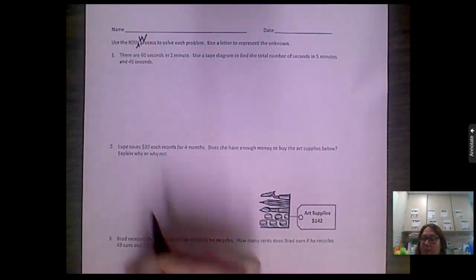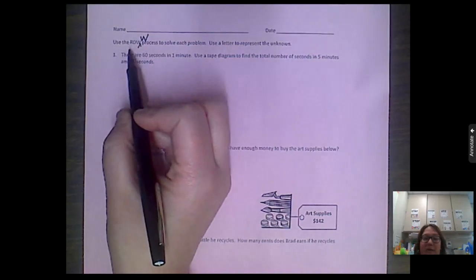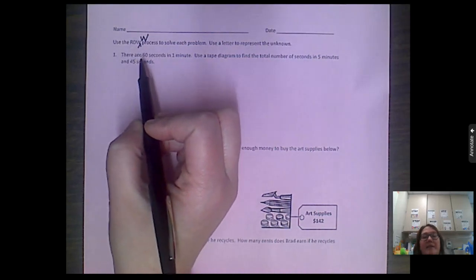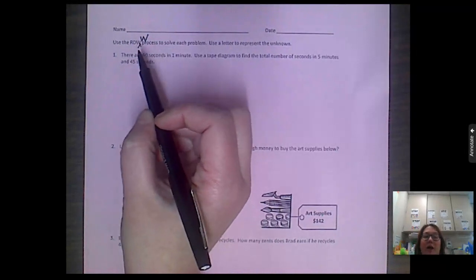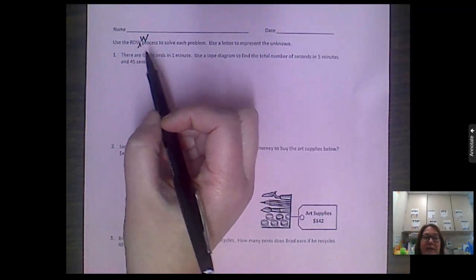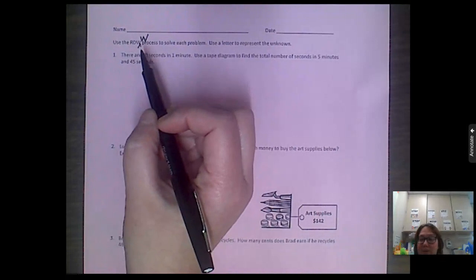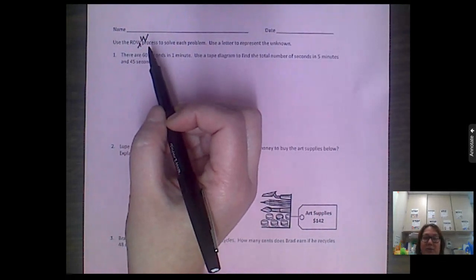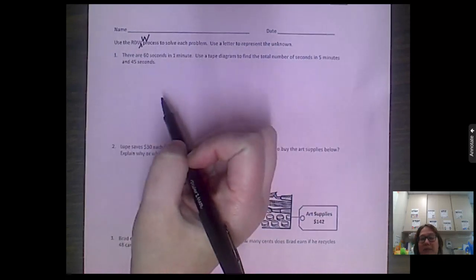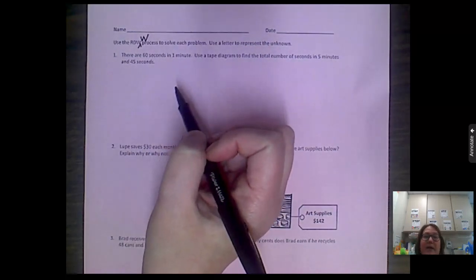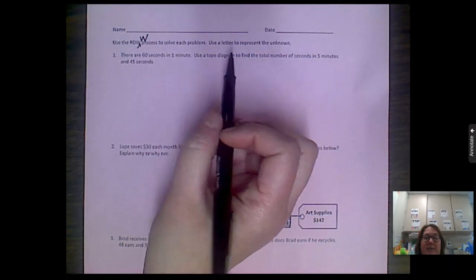And just to review, RDWW: read, which involves our parentheses, our highlighting, our underlining; draw a model to represent our thinking. The first W is to write a number sentence, and the last W is to write a word sentence. And that really helps us to pinpoint what we're actually looking for, what we're solving. And we're using a letter to represent the unknown.